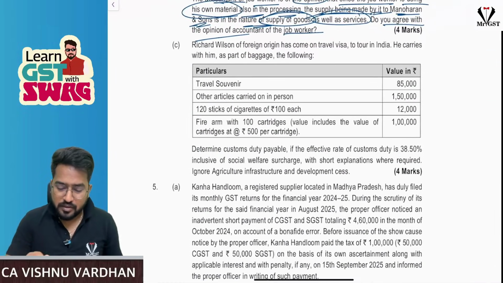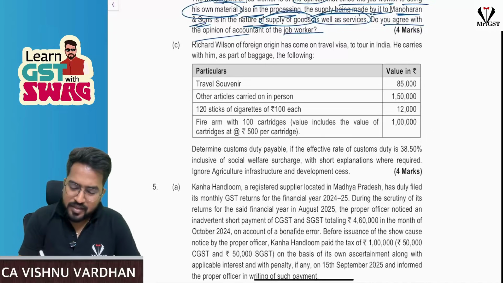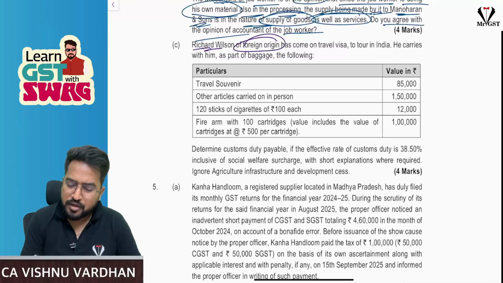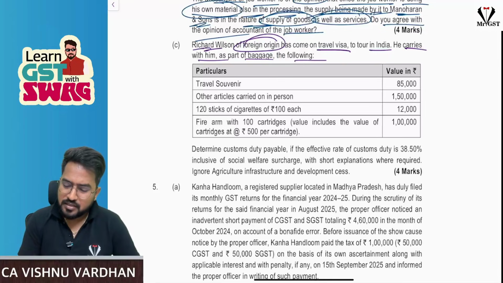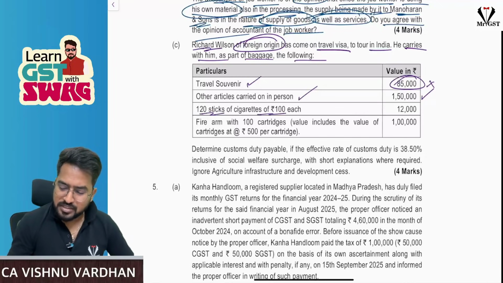Now let us move on to the next one regarding baggage rules. So in this, if you see, this fellow is Richard Wilson, of foreign origin, coming on a travel visa to India. He carries with him part of baggage, all these things. Travel souvenir, other articles carried on person, travel souvenir not liable for customs. Other articles, yes. 120 sticks of cigarettes, 100 rupees each.